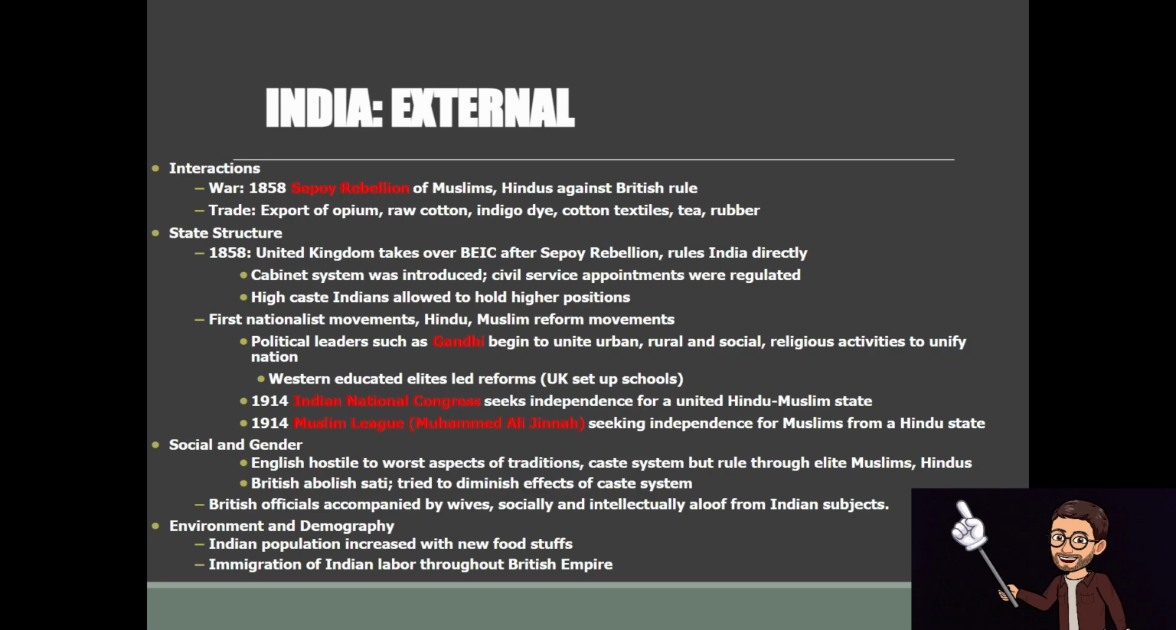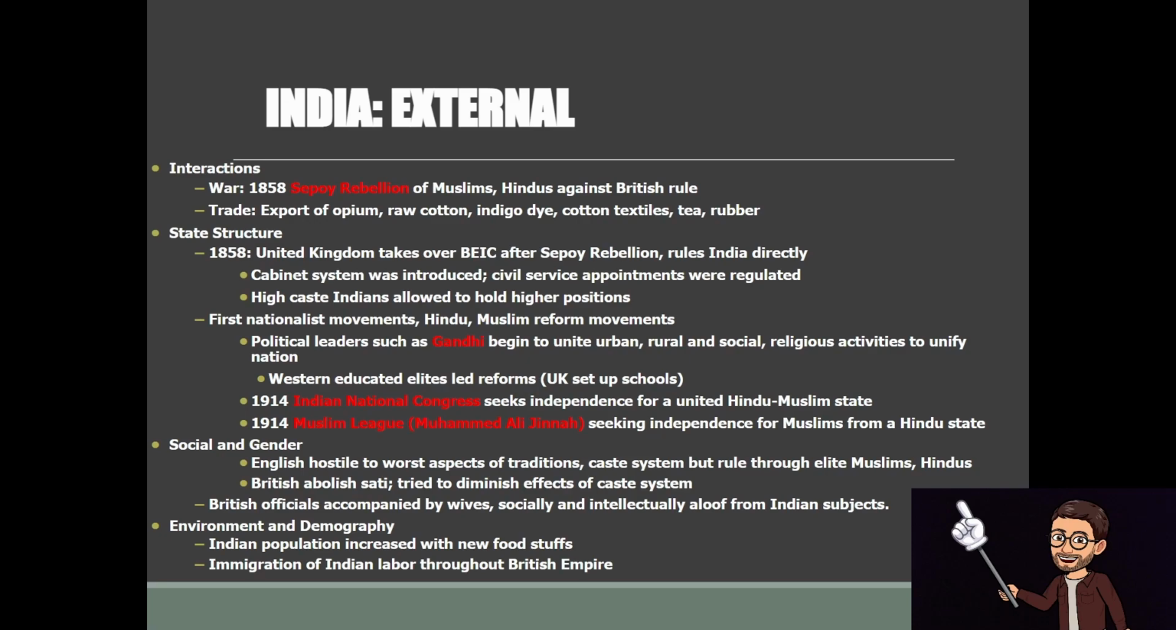The English are also hostile to some of the worst aspects of traditions, kind of against the caste system, but at the same time they use the caste system, so it doesn't really help. But the British do abolish sati, and they do try to diminish the effects of the caste system, but they can't really get far because it's so intertwined. Now, British officials were often, or most of the time, accompanied by their wives, who were socially and intellectually seen as higher than their Indian subjects.